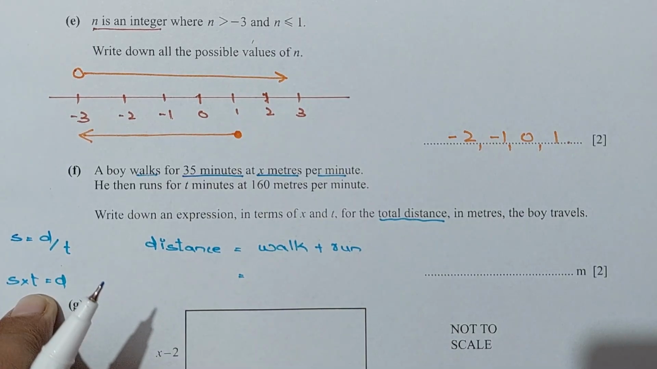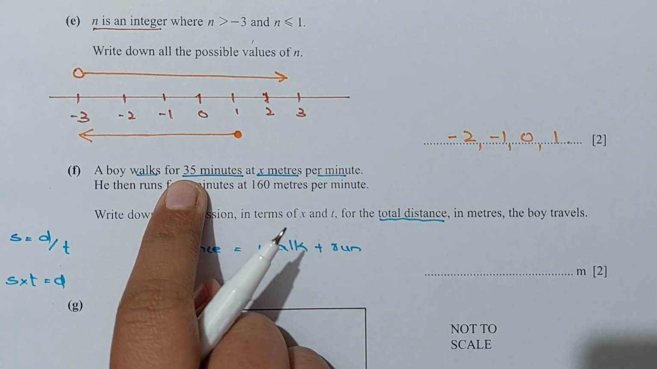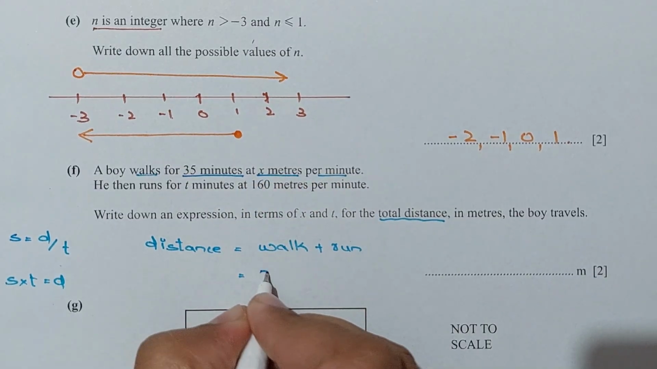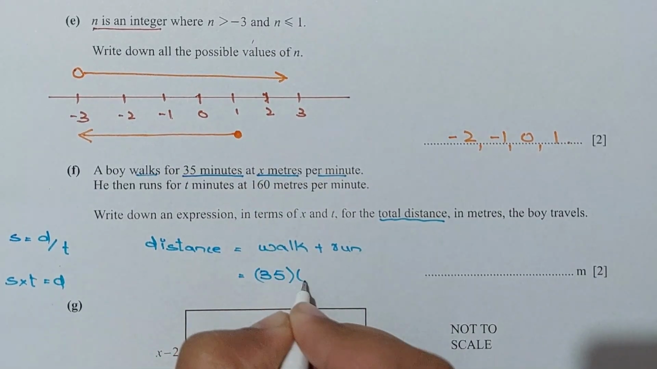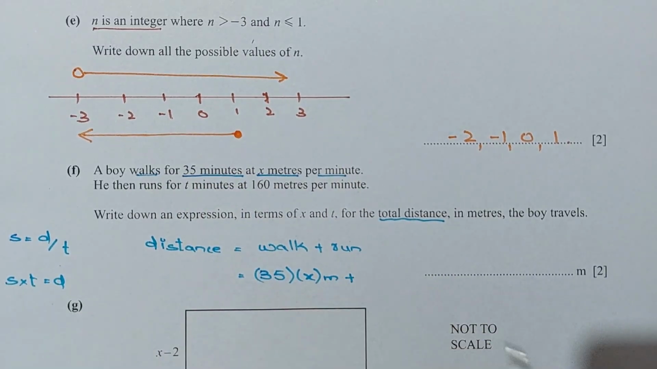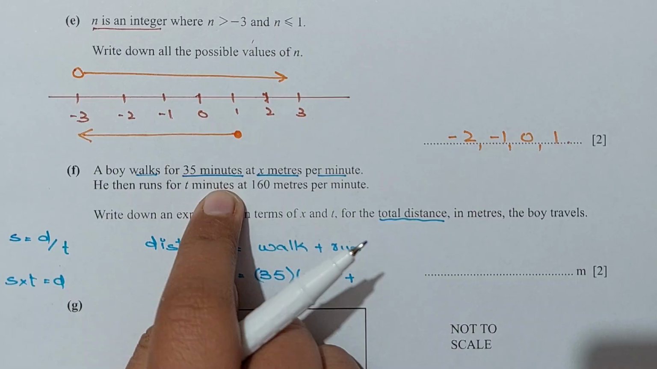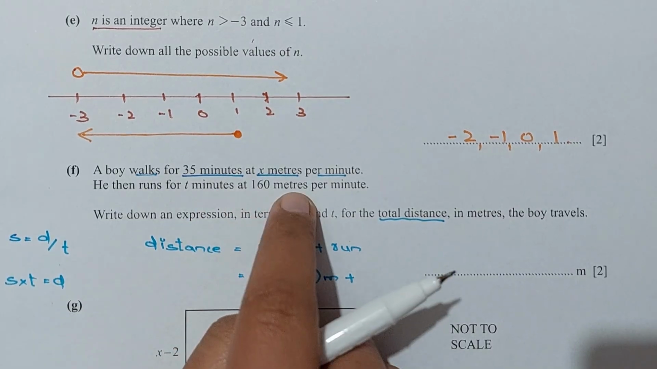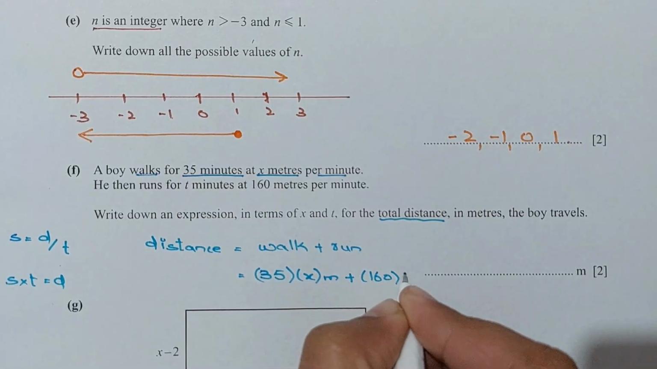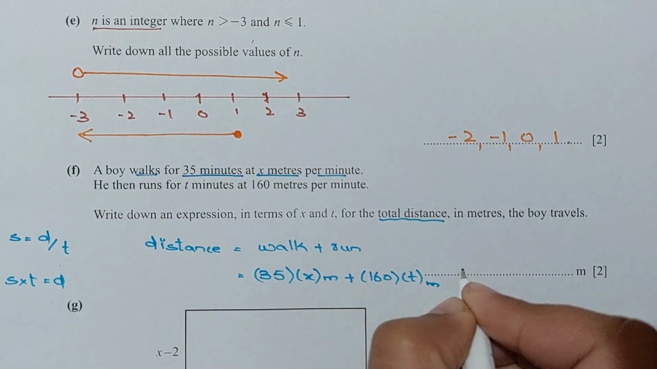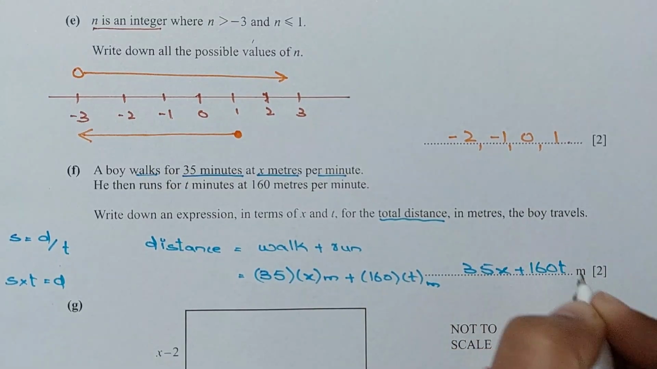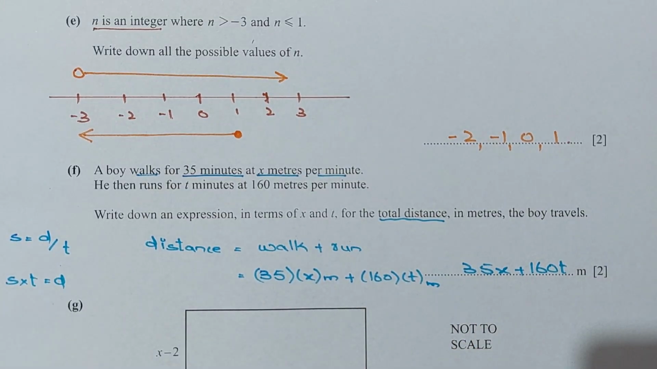Speed and the time. He walks 35 minutes and the speed is x meters per minute. So 35 times x. Minutes and minutes cancel, so we have meters. Plus how much is the run? t minutes is the run at 160 meters per minute. So minute cancels with minutes, and we have 160 times t meters. So this is 35x plus 160t. Both are in terms of meters.